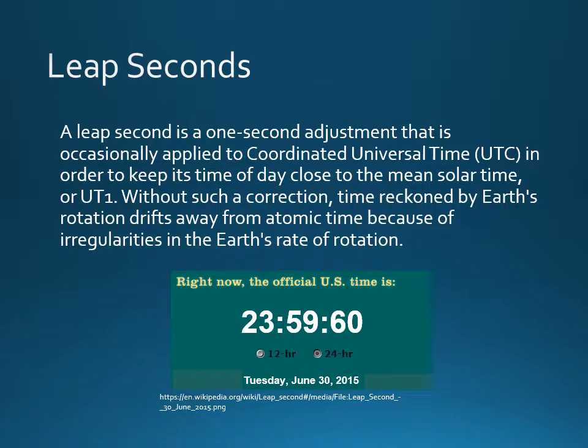A leap second is a 1 second adjustment that is occasionally applied to the Coordinated Universal Time, UTC, in order to keep its time of day close to the mean solar time, or UT1. Without such a correction, time reckoned by Earth's rotation drifts away from atomic time because of irregularities in the Earth's rate of rotation. All leap seconds are scheduled for either June 30th or December 31st. The image shows the clock on June 30th, 2015, when 1 leap second was added to the day.